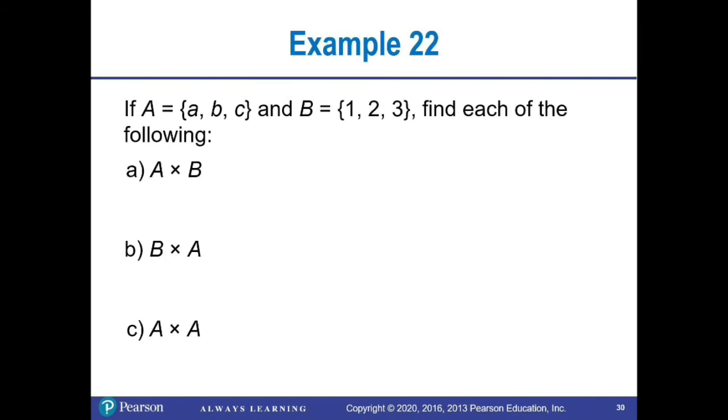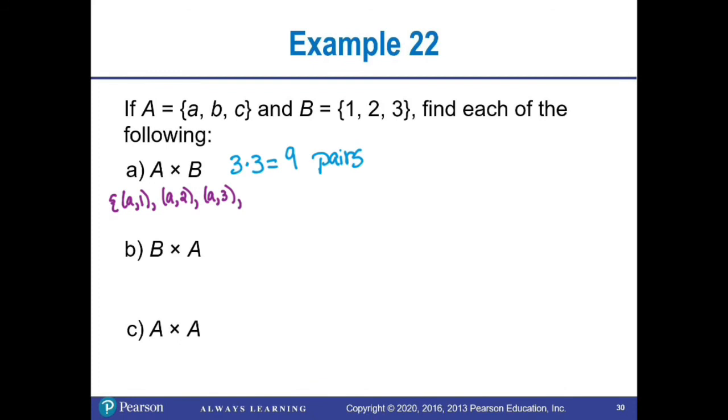Suppose set A consists of the elements a, b, and c. And set B consists of the elements 1, 2, and 3. In part A, we're asked to find A cross B. Well, there are 3 elements in A times 3 elements in B for a total of 9 pairs that we're going to list. Well, I might pair a with 1. That's my first ordered pair. Or maybe I decide to pair a with 2. Or I could pair a with 3.